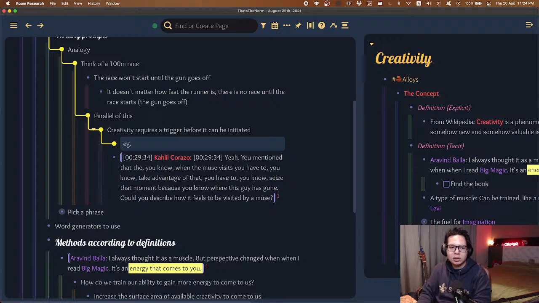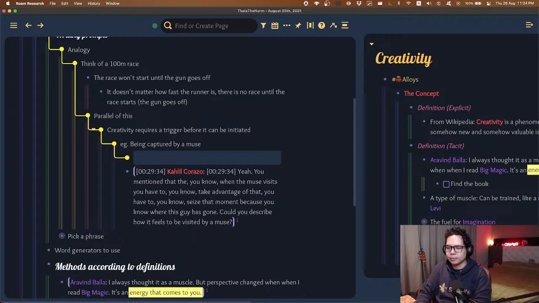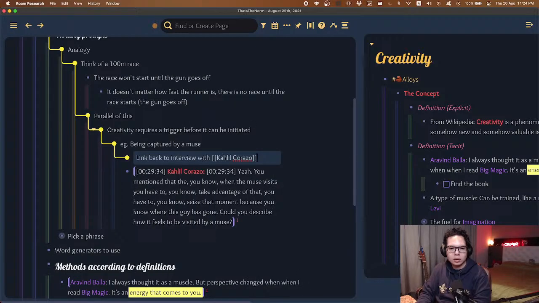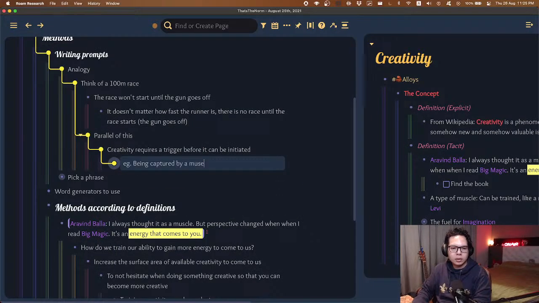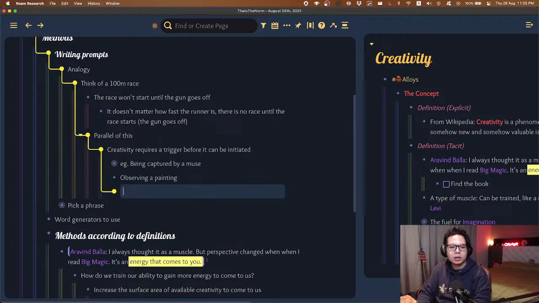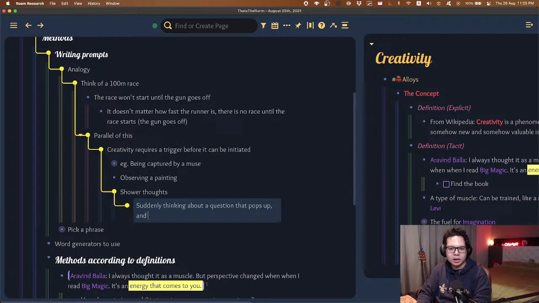And yeah, so e.g. being captured by a muse, which I'll block ref here, which gives me ample opportunity to link back to the interview with Khalil on his YouTube channel. I'll do a to-do there. Being captured by a muse. Observing a painting. Shower thoughts. Suddenly thinking about a question that pops up and you gain some form of epiphany, insight.